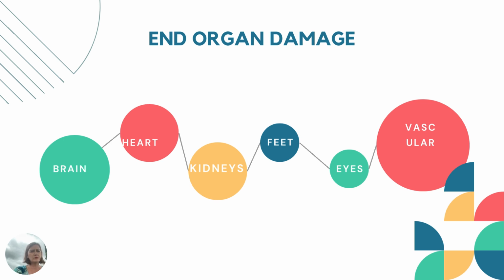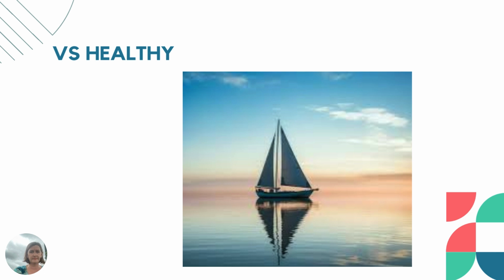For me, the most important thing is to try and prevent end organ damage. Brain, heart, kidneys, feet, eyes, and the vascular system are all at risk if you have the roller coaster sugar. We're aiming for this plain, smooth sailing.